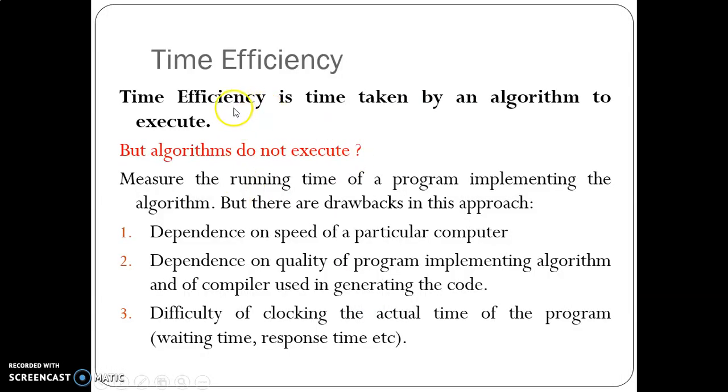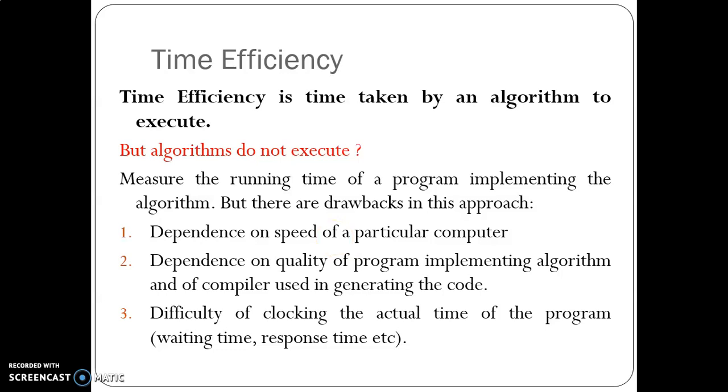So, time efficiency. Now, in order to calculate the time efficiency of an algorithm, we have to execute it. But algorithms don't execute. That means we have to implement a program for that algorithm, run it and find out how much time it is taking. But even if we do all this, is it sufficient? Because there are a lot of other factors which are independent of the algorithm. For example, the speed of the computer on which the algorithm's program is running.